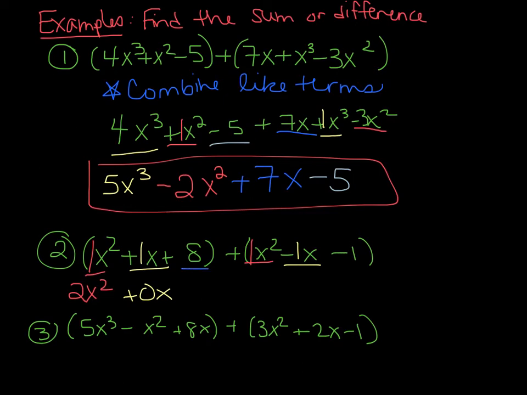I also have an 8 and minus 1. That gives me minus 7. So my final answer is just going to be 2x squared minus 7. And as I said before, if you want to skip the step where you write the 0x, that's fine. I don't mind.